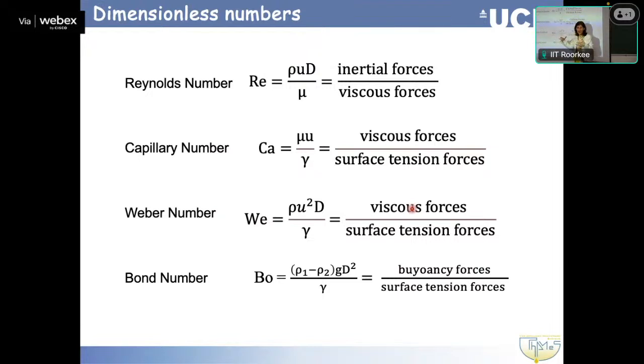Some correlations for predicting drop sizes in dispersed systems have either the capillary or the Weber number. Usually in stirred vessels, the Weber number comes in. But of course, if we have a high viscosity, the capillary number can be important as well. So these are alternative numbers people have used to also represent flow pattern maps.